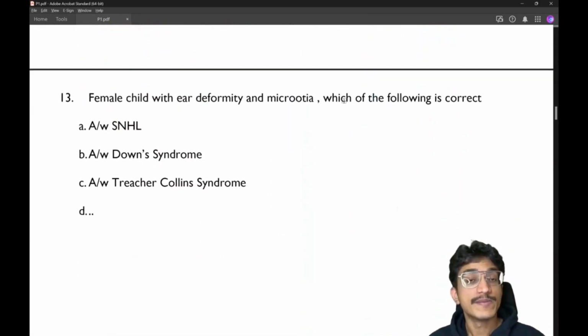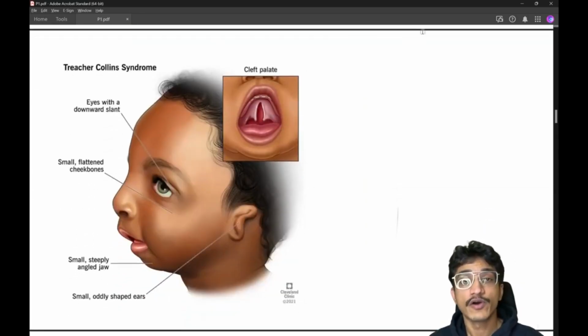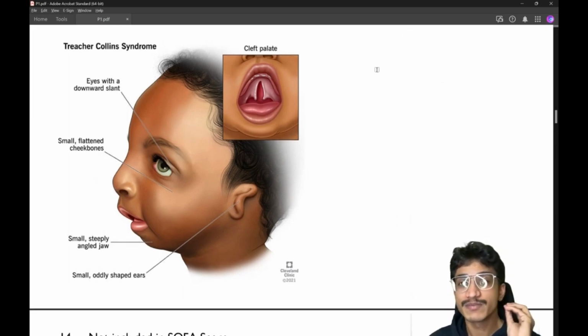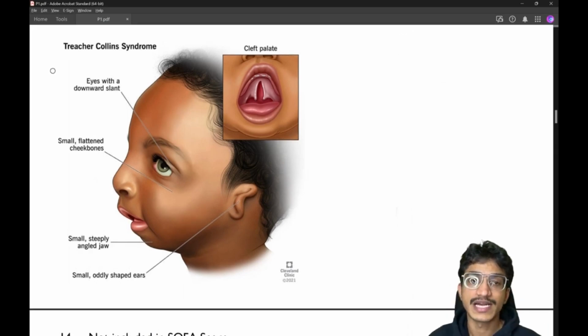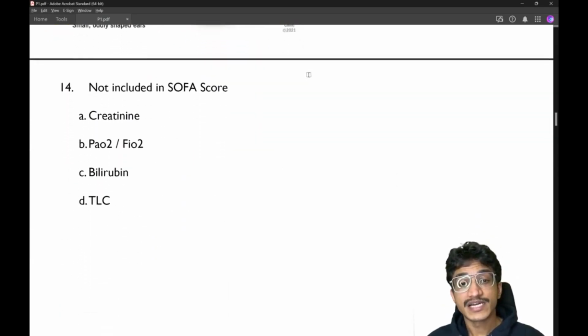Okay, now female child ear deformity, microtia. So according to the reference and what I've gone through, it is not given everywhere. In Shorts I found that microtia with a typical facies is associated with Treacher-Collins syndrome. Now very direct, straightforward.